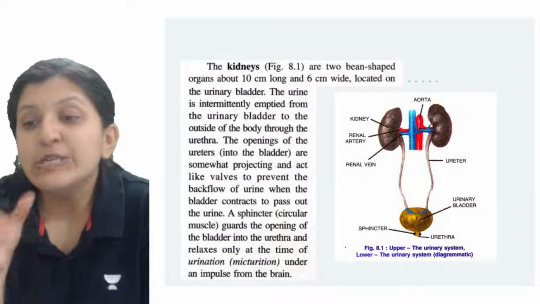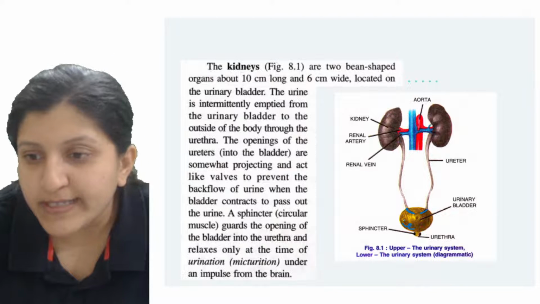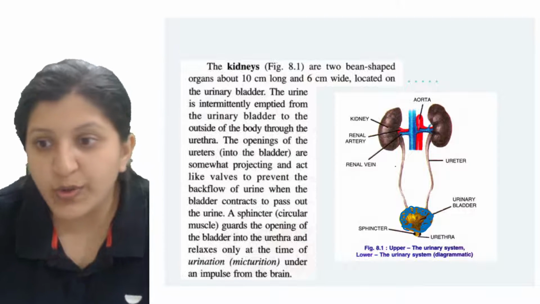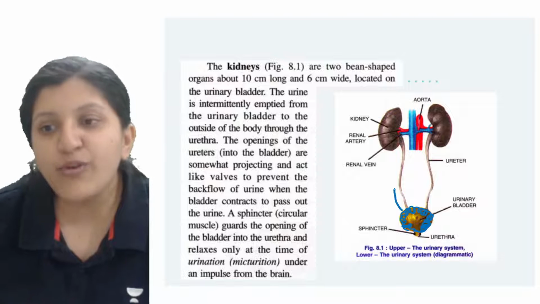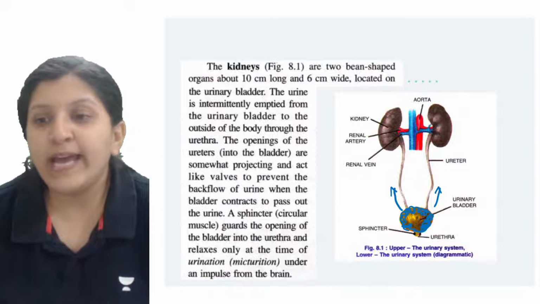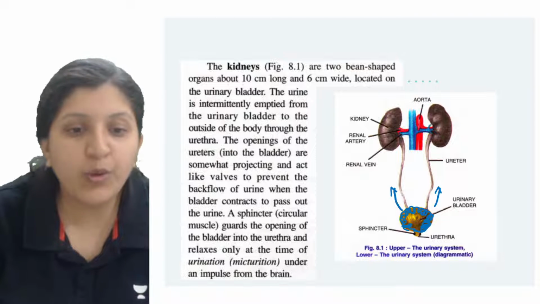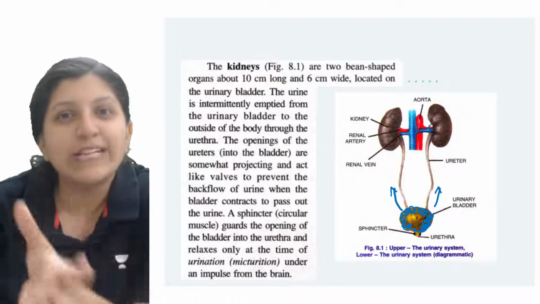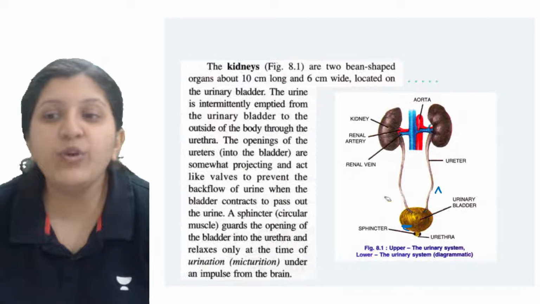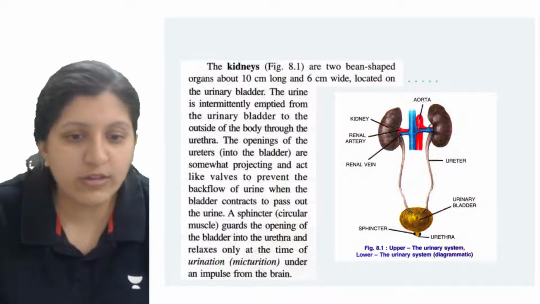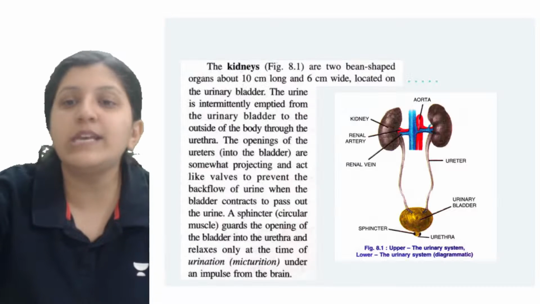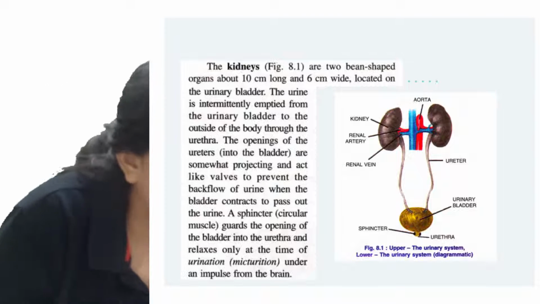Whenever the bladder contracts, that is for micturition, there is a chance that backflow of urine can occur. In order to avoid that, this particular ureter projects into the urinary bladder, so it is not straight away like this, so that the backflow of urine is prevented. And through the sphincter only, upon the relaxation of the sphincter muscle, urination or micturition is possible.